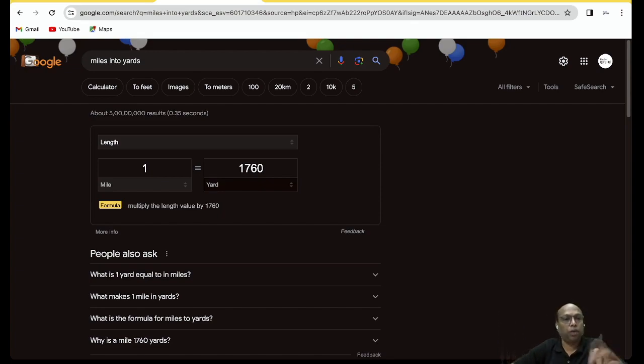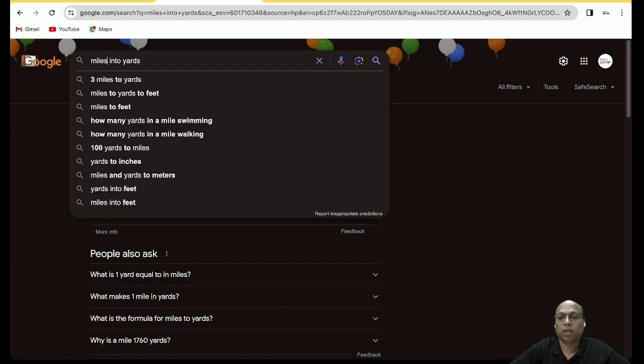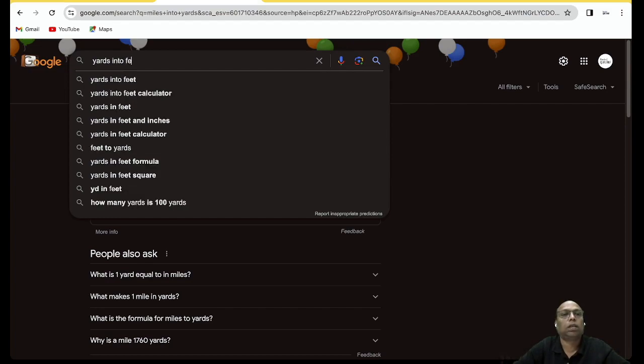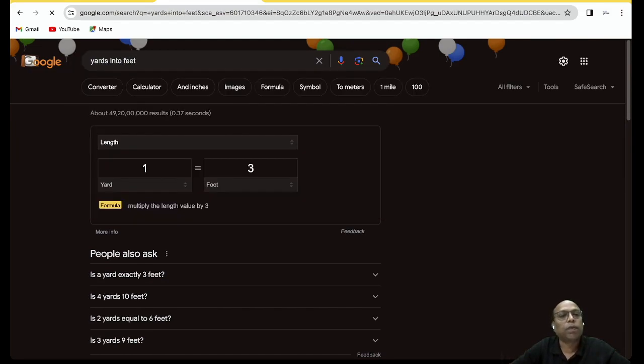Okay. So now I already have it in yards. Let's see in this case how to convert yards into feet. So it says 1 yard is 3 foot. Now 1 yard is what? 3 foot. Remember that.